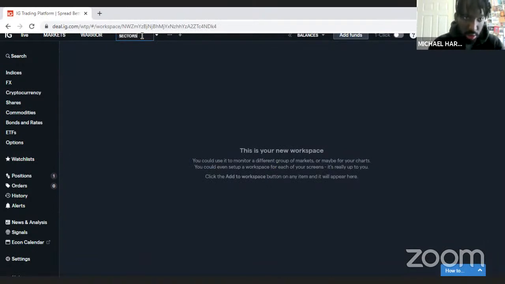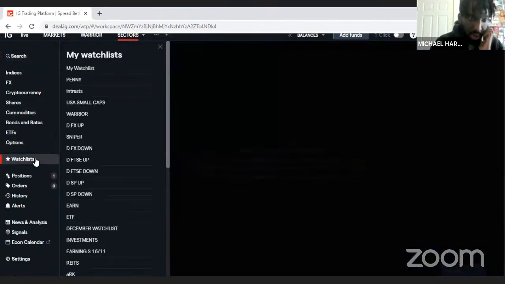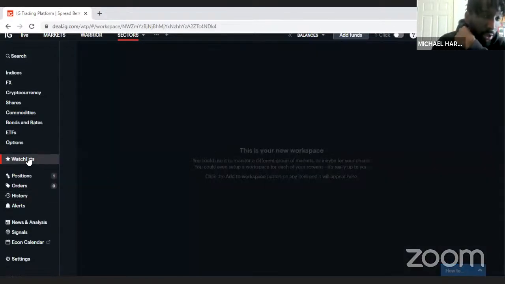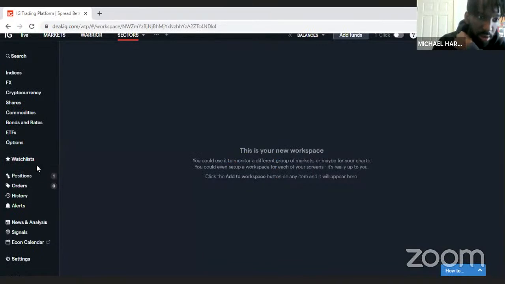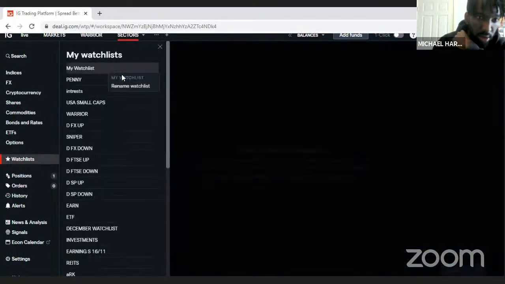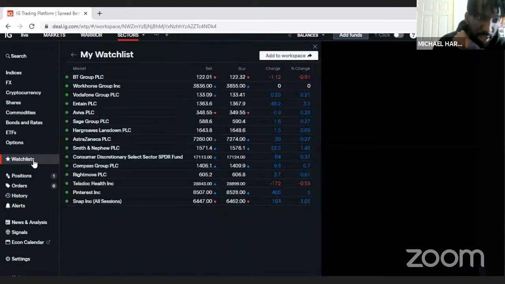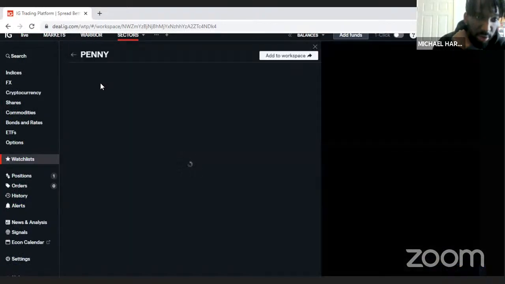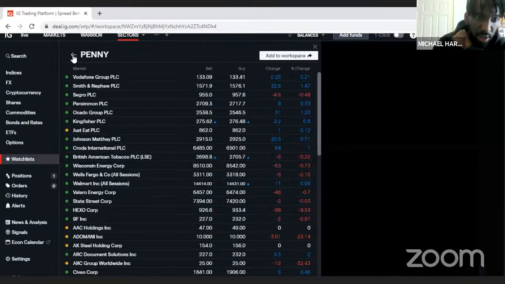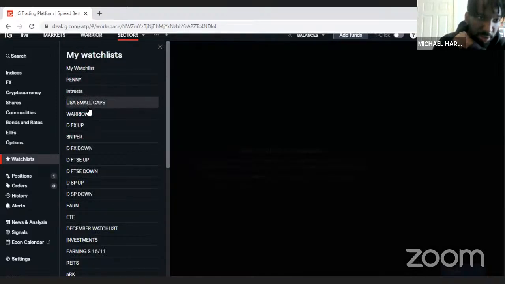So sectors are watch lists. We need to delete some of these watch lists as well. Okay, so watch list can go. So that one can go. Oh, never let me delete it. All right. Okay, penny stocks watch list. I'm gonna keep that because that took me a while to make. USA small caps, gonna keep that.